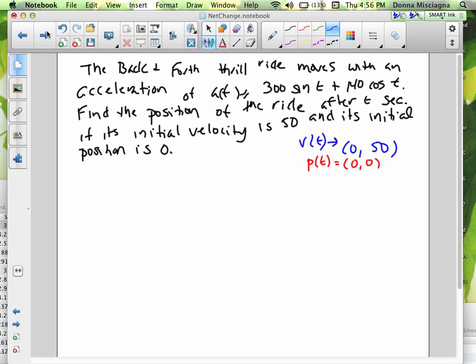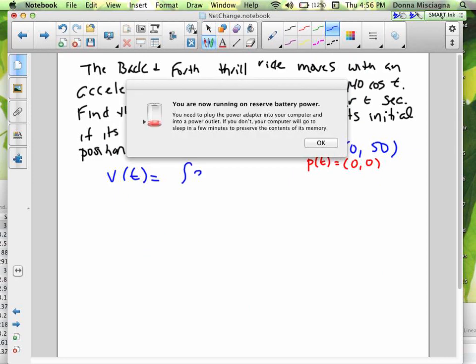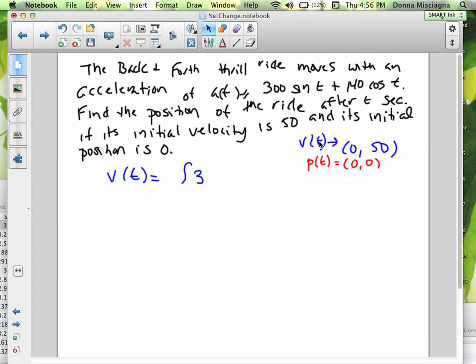So we have v of t, and this is in your notes. We just integrate, I believe. Oops, I am not plugged in, as the computer tells me, and I better plug in really quick before I run out of battery power. There we go.